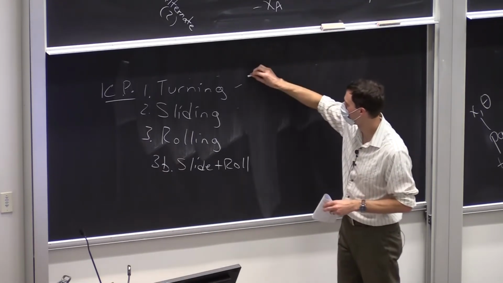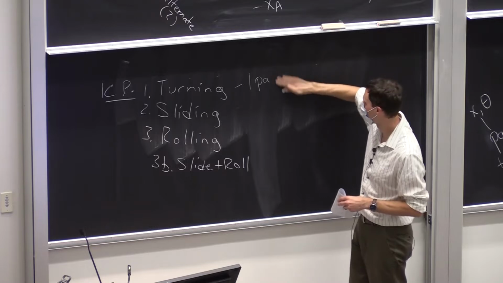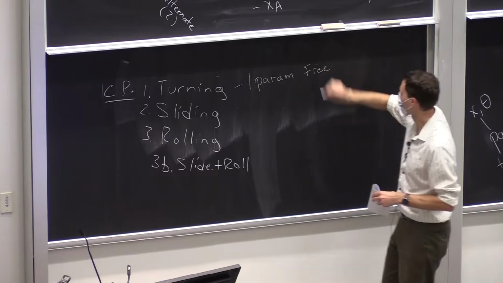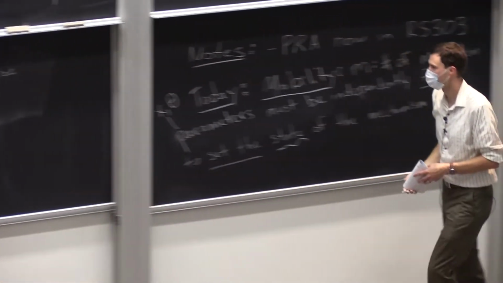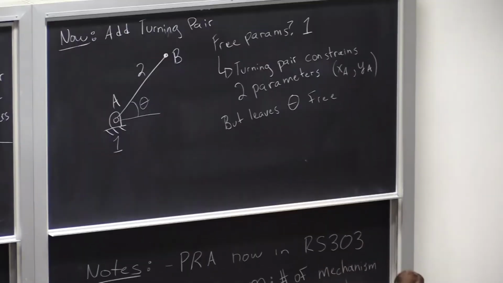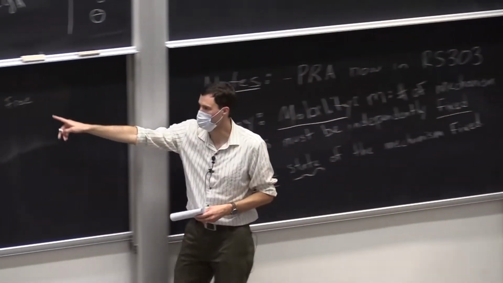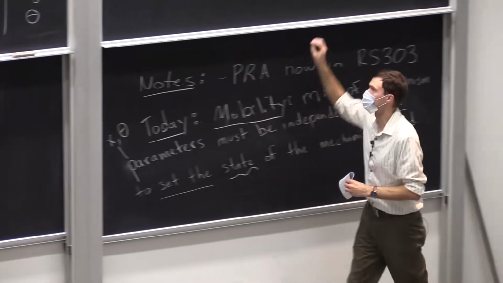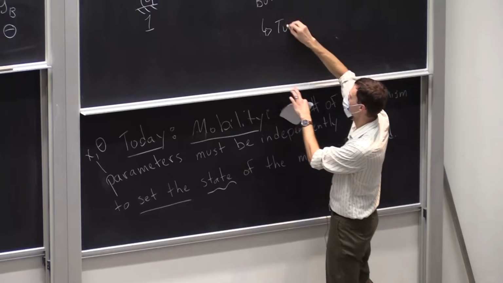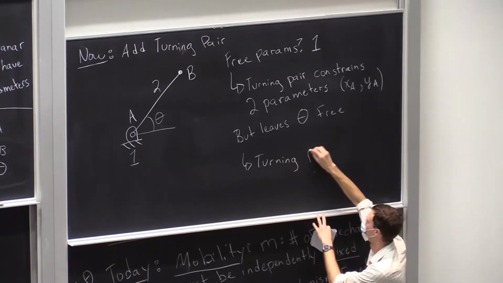Turning pair, one parameter is free. We'll make a little chart at the end if you don't have room in your notes to add another column there. So this is what happened with our turning pair. And so I call it one parameter free. The term that we're going to use, and the term that the textbook uses, is that a turning pair is called a 1 degree of freedom kinematic pair.